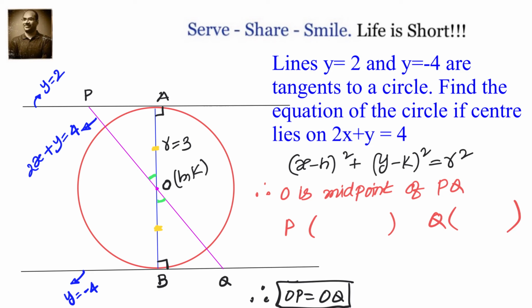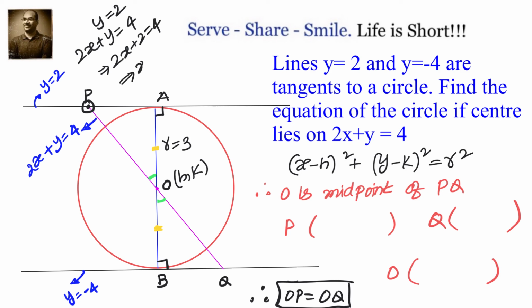Very simple, because we have two lines, 2x plus y equals 4 and y equals 2, intersecting each other at P. And 2x plus y equals 4 and y equals minus 4 intersecting each other at Q. So let us use the equations and find the coordinates of P and Q. 2x plus y is 4 and y equals 2, that means x equals 1 and y equals 2. So the point is (1, 2).